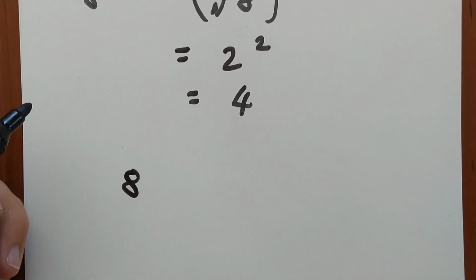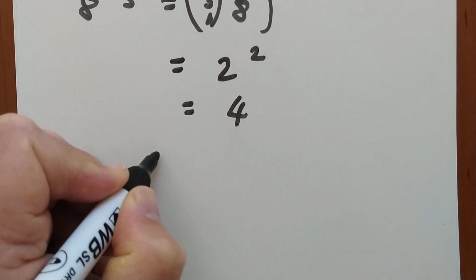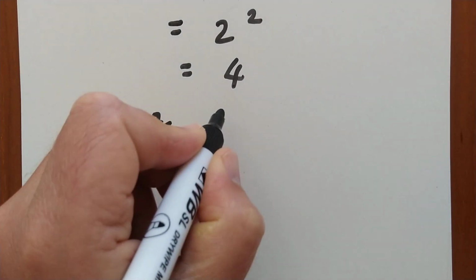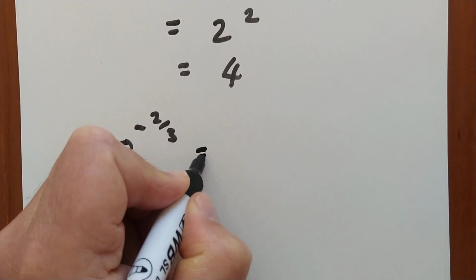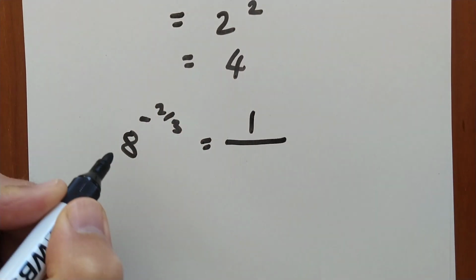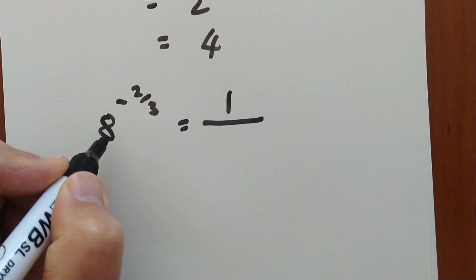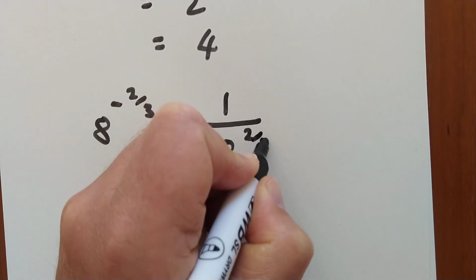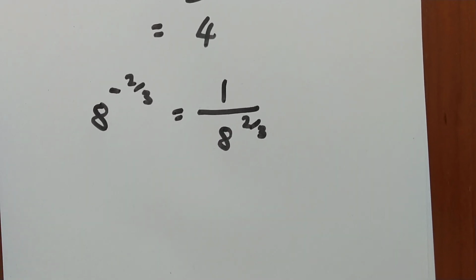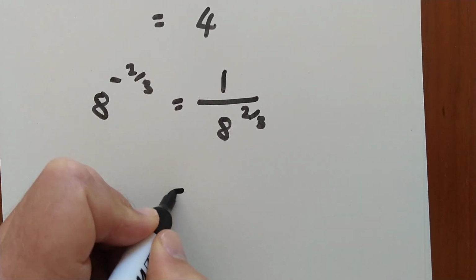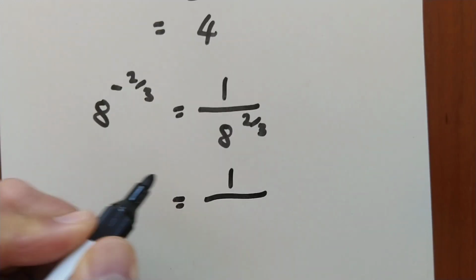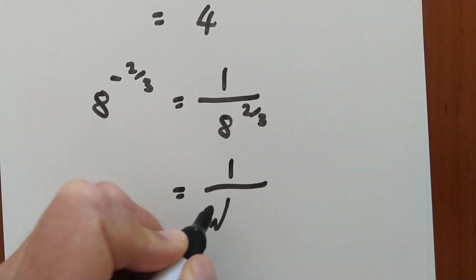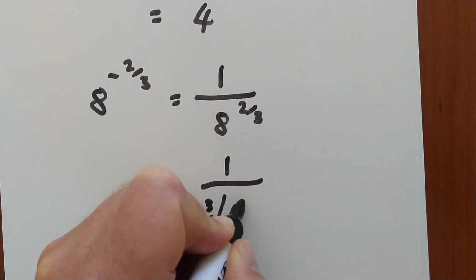What if it was a negative power? Let's say it wasn't 8 to the 2/3, but 8 to the negative 2/3. Let's get rid of the negative sign first. That's 1 over, remember, swapping from top to bottom changes the sign of the power. So that's 1 over 8 to the positive 2/3. Now let's deal with the fraction power. Still 1 over. And the fraction, cube root of 8.